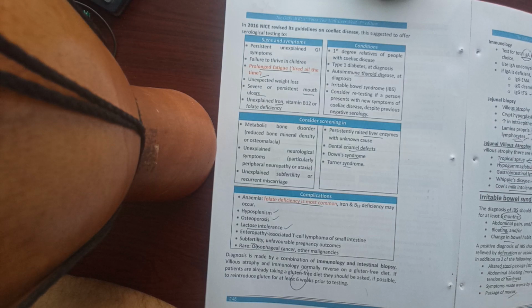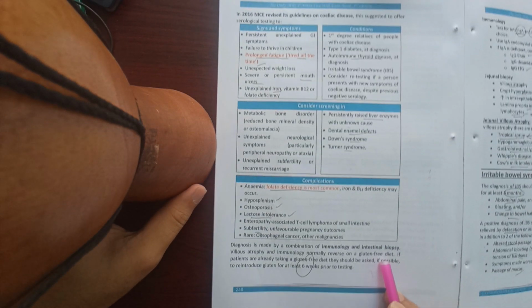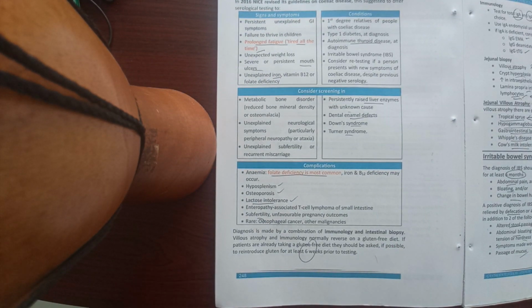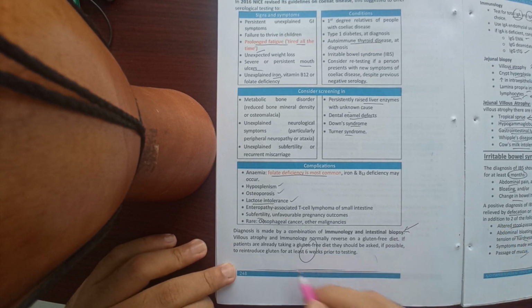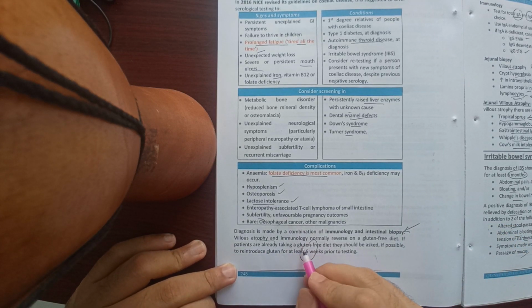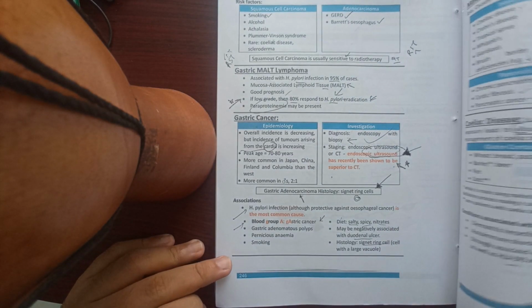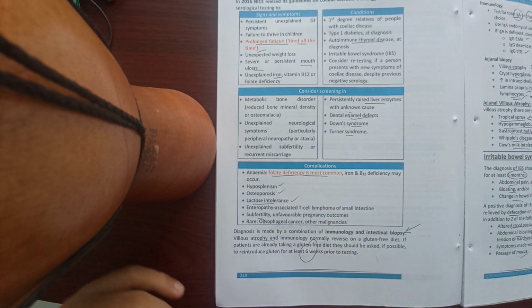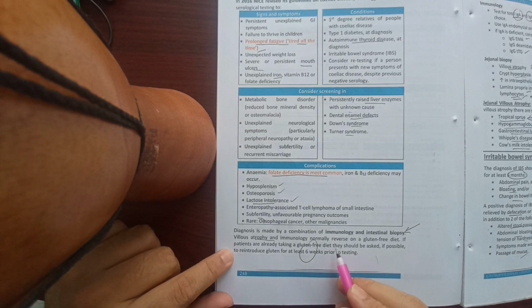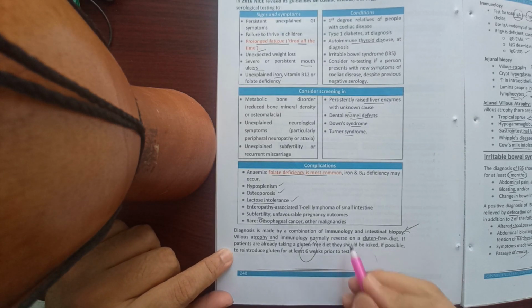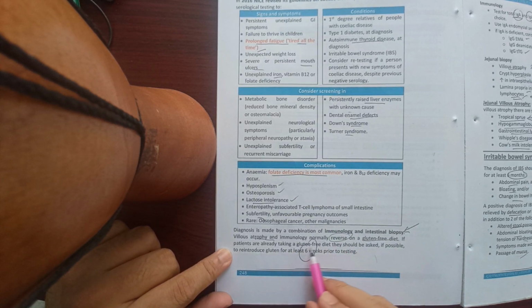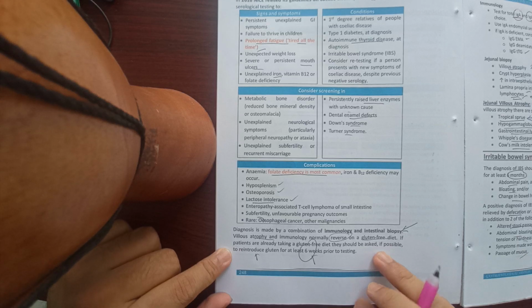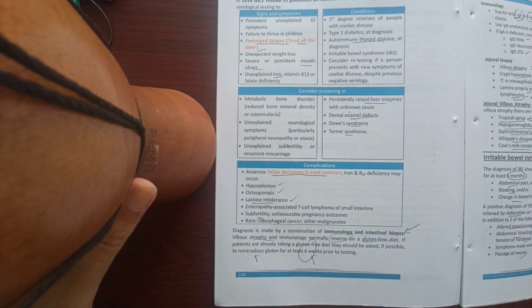Diagnosis is made by a combination of immunology and intestinal biopsy. That's the most important thing, biopsy: villus atrophy, and immunology. We've already studied villus atrophy, which happens in celiac disease. And immunology normally reverses on a gluten-free diet, so it's reversible. If the patients are already taking a gluten-free diet, they should be asked, if possible, to reintroduce gluten for at least 6 weeks prior to testing. So if you do an intestinal biopsy, you should stop the gluten-free diet for at least 6 weeks.